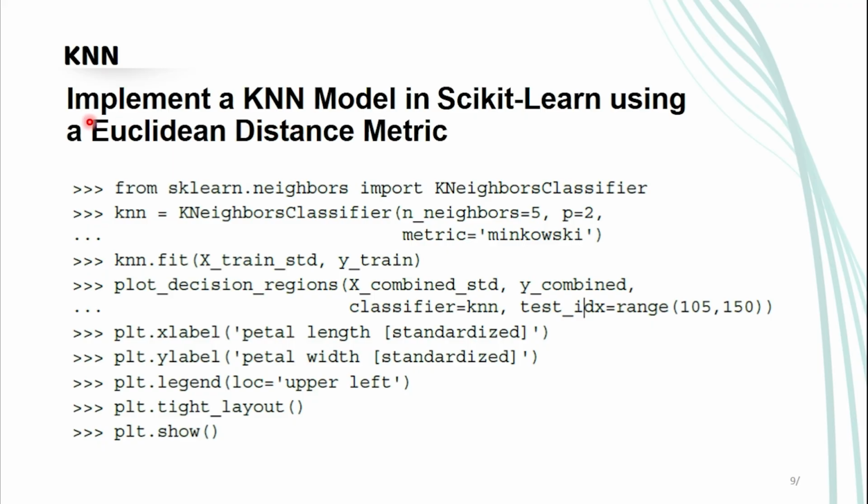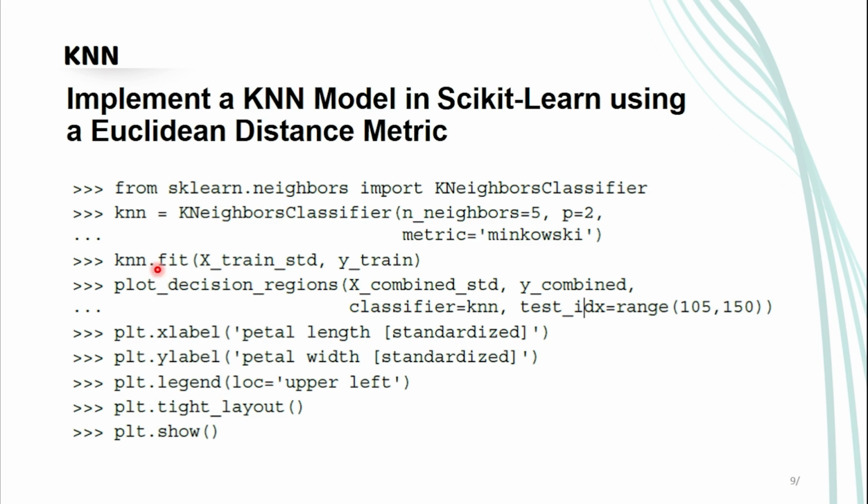Here we can implement the KNN model in scikit-learn using the Euclidean distance metric. From sklearn.neighbors we import KNeighborsClassifier, and here we generate an object knn from the KNeighborsClassifier class. Here we must set several parameters. n_neighbors is the number k in the previous slide, p equal to 2, and the metric is Minkowski. That is, we select the Euclidean distance. The Minkowski distance we will discuss later.